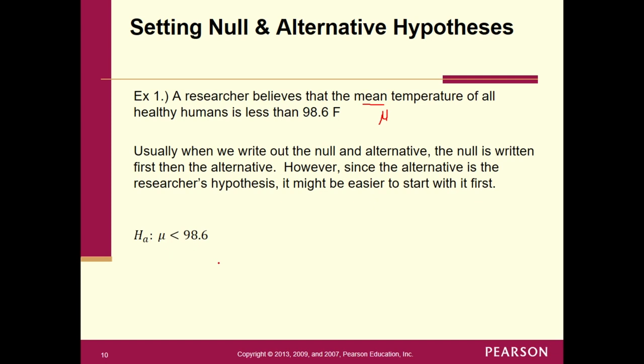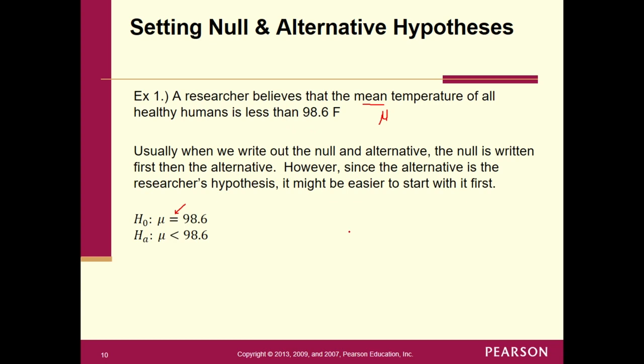Then we go back to the null, which is supposed to be written first. We put the equal to sign in there, so the null is written as mu is equal to 98.6. And that's step number one. The null gets the equal to sign. The alternative gets either less than, greater than, or not equal to, and it depends on what the researcher is trying to check.